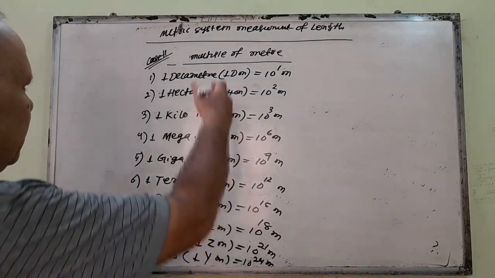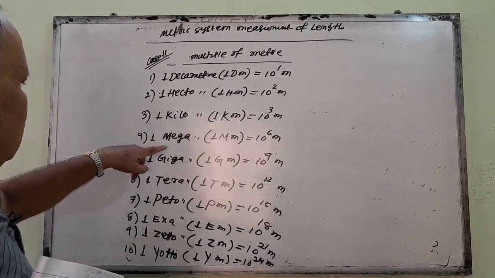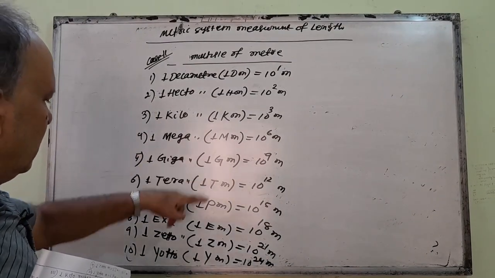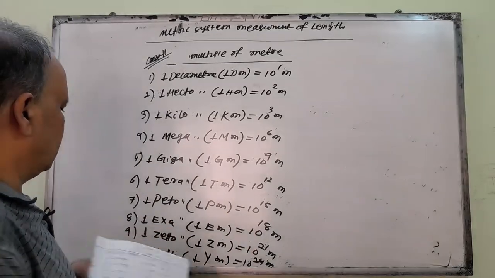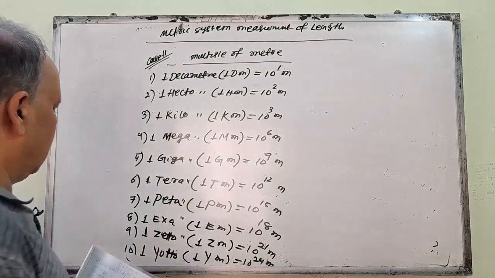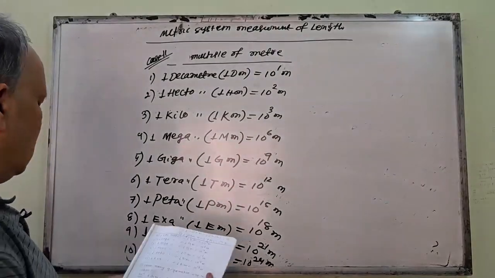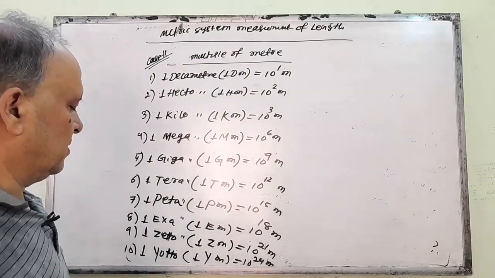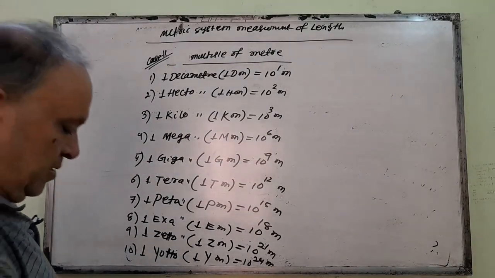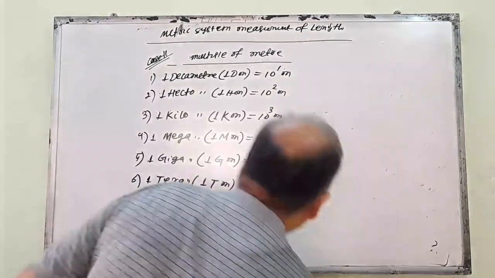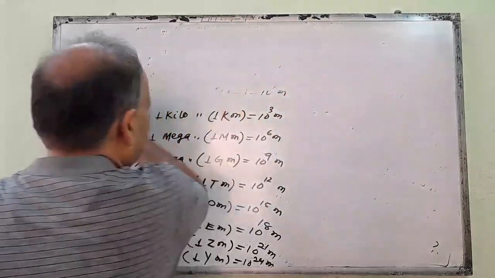These are the multiples of a meter, that is the decameter, hectometer, kilometer, megameter, capital M, all these are capital, gigameter, terameter, petameter, 1 exameter, 1 zettameter, and 1 yottameter. These are the multiples of meters. Now I am doing one problem. You see, these are metric system measurements.